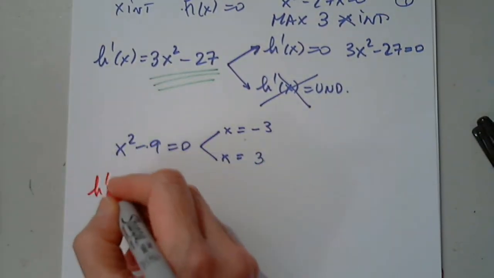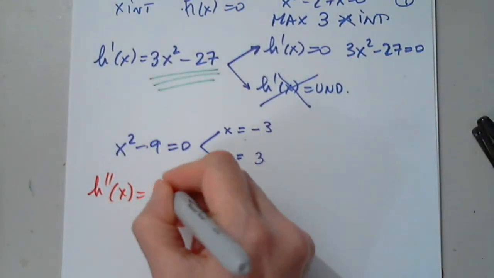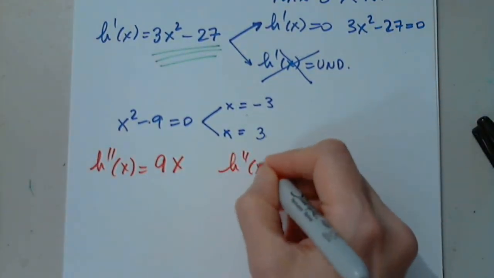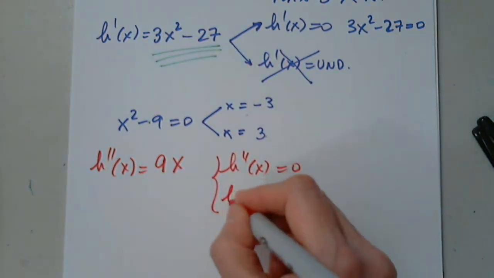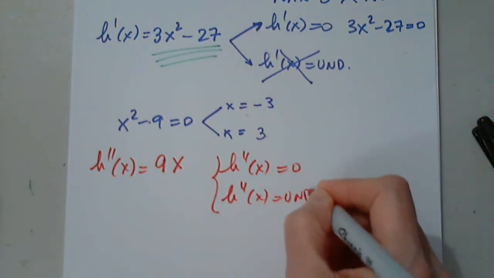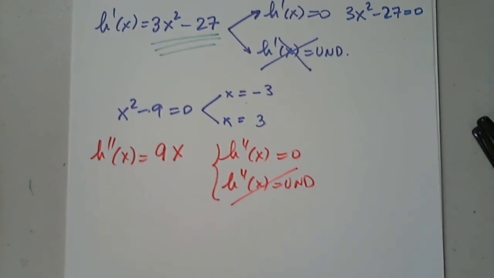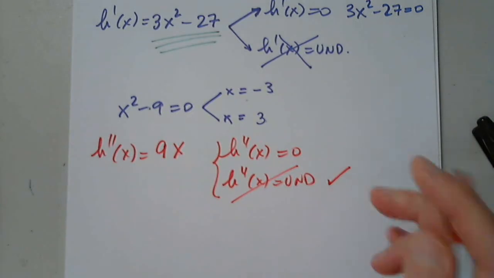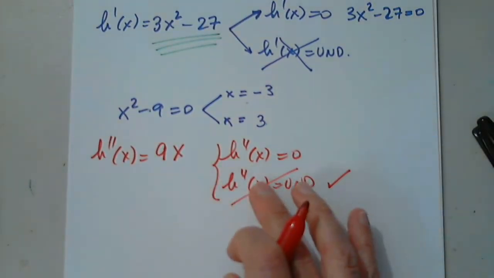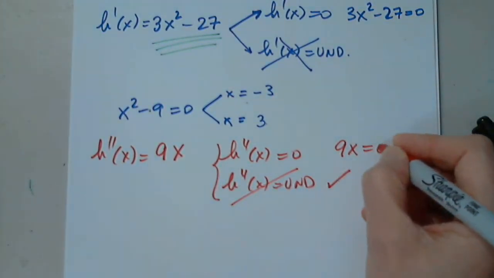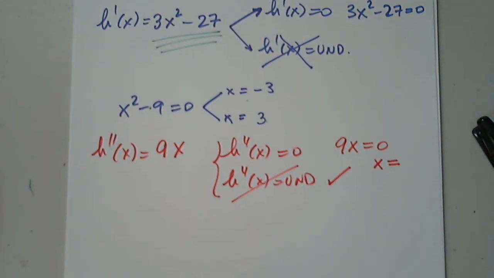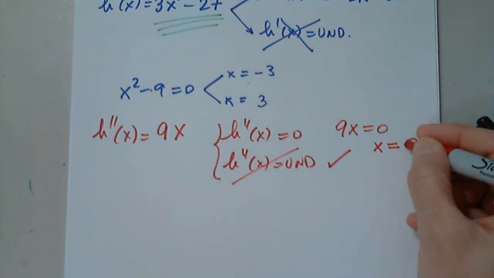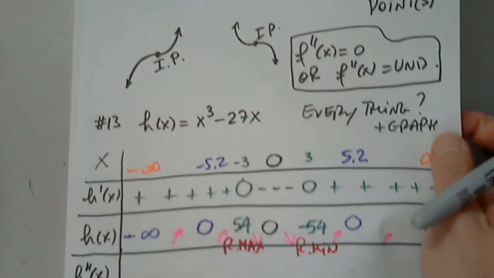So then h double prime of x is 9x. Again, h double prime, can it be 0 or can it be undefined? Of course, it's a polynomial, as Tess stressed out. She said, well, why are you doing this? It's polynomial. She's right. He's absolutely correct. Good. But can it be 0? Yes. 9x can be 0 for which x? 0. Excellent.